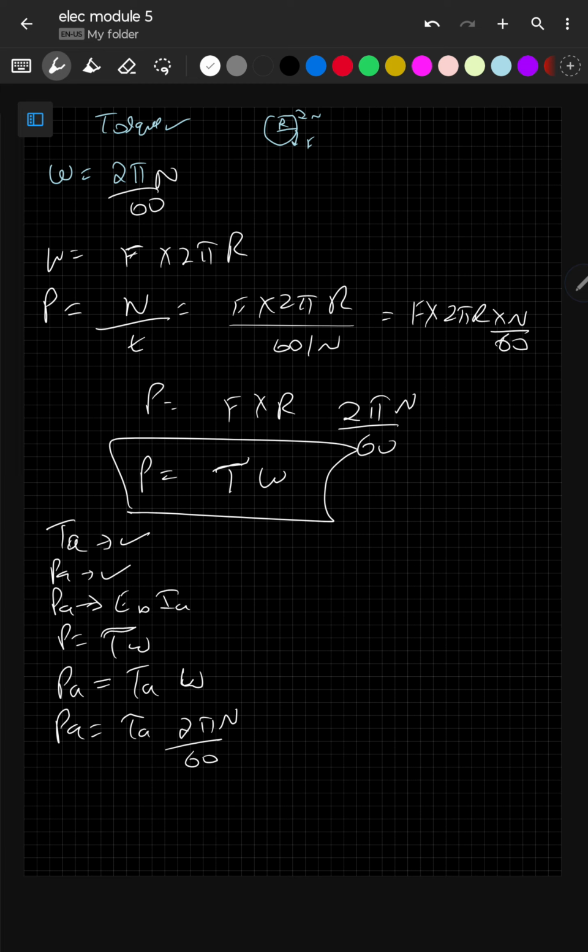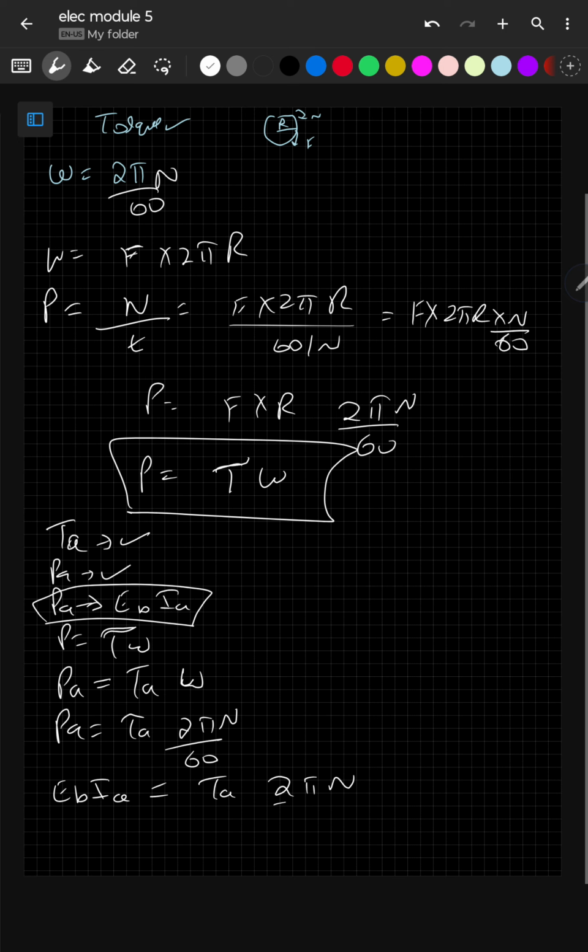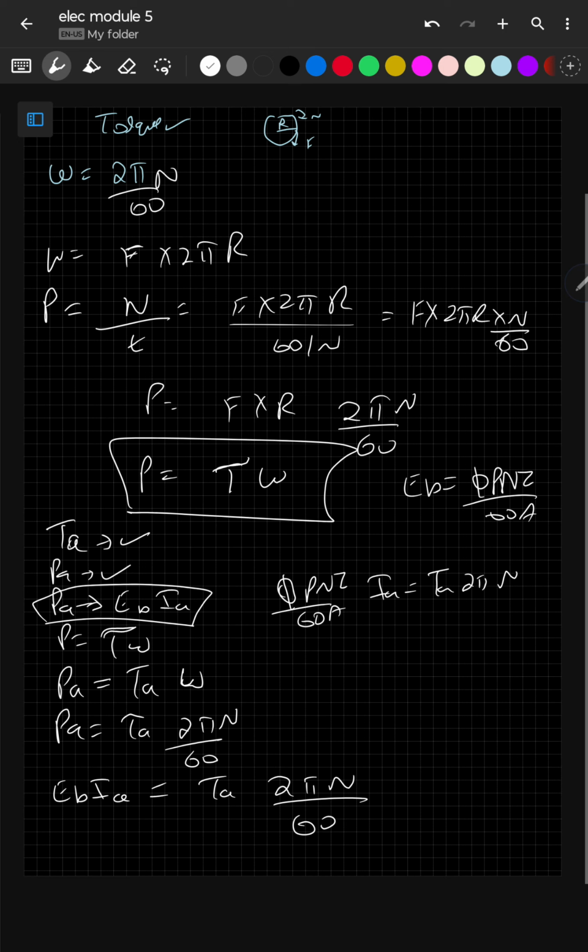And also, PA I'll replace by EB into IA. First this much equation you got, right? Go back to this equation. Again write PA equals TA into omega. Then in PA's place, write EB into IA. EB into IA is equal to TA 2 pi n by 60. Now we have to remember EB, that is phi PNZ by 60A. So phi PNZ by 60A into IA is equal to TA 2 pi n by 60.